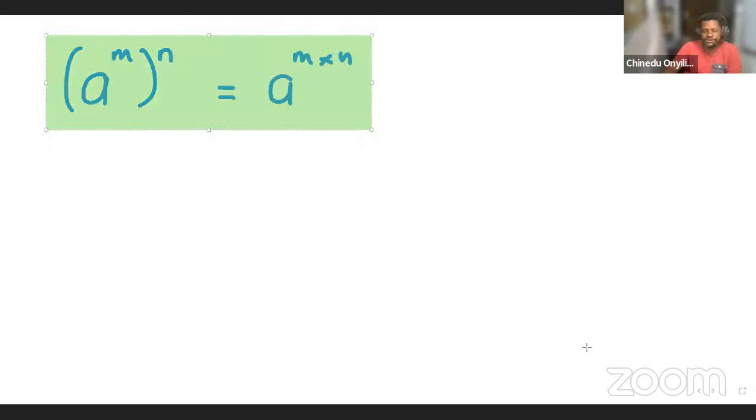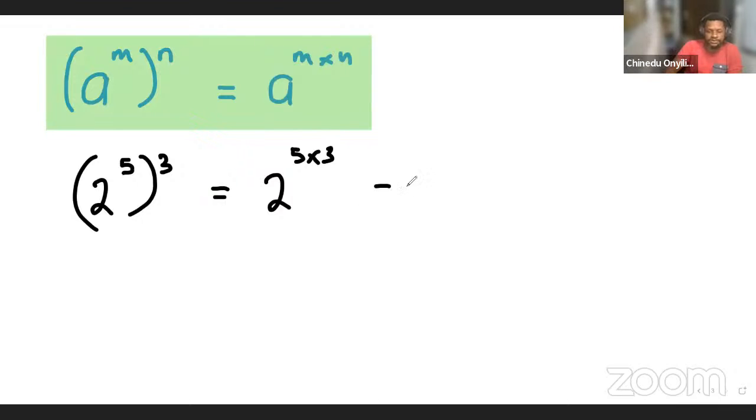And how do you apply this? Well, let's say a is a number like 2 to the power of 5, and hold this in the bracket to the power of 3. This will be the same thing as saying take the base 2 and then multiply the powers, which is 5 times 3. And that will be the same thing as 2 to the power of 15.